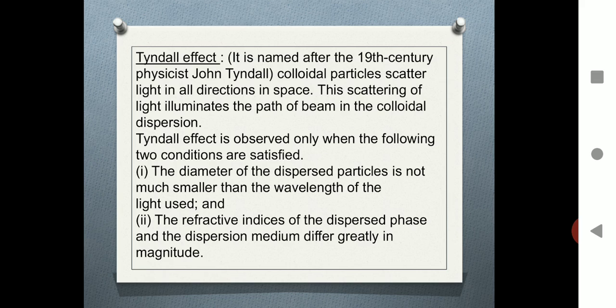In order that a colloidal solution shows this effect, the particles of the colloid should satisfy the following two conditions. First of all, the diameter of the particles should be nearly of the same order as that of the wavelength of the light which is allowed to pass through the solution. And secondly, the refractive indices of the disperse phase particles and dispersion medium particles should differ greatly in magnitude.